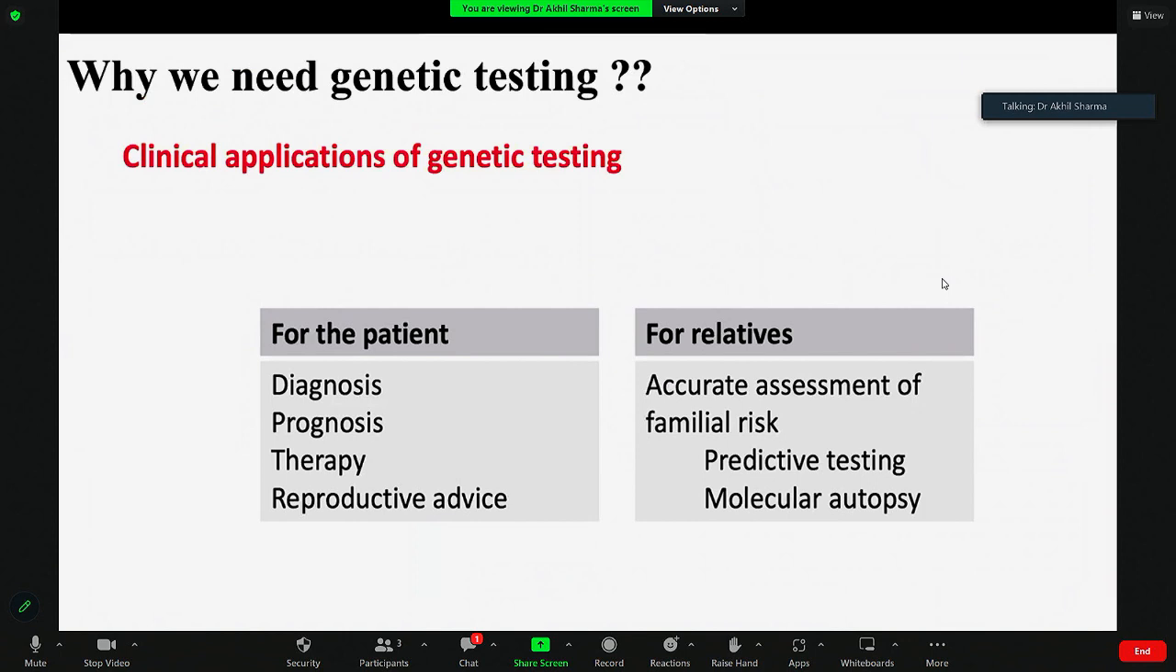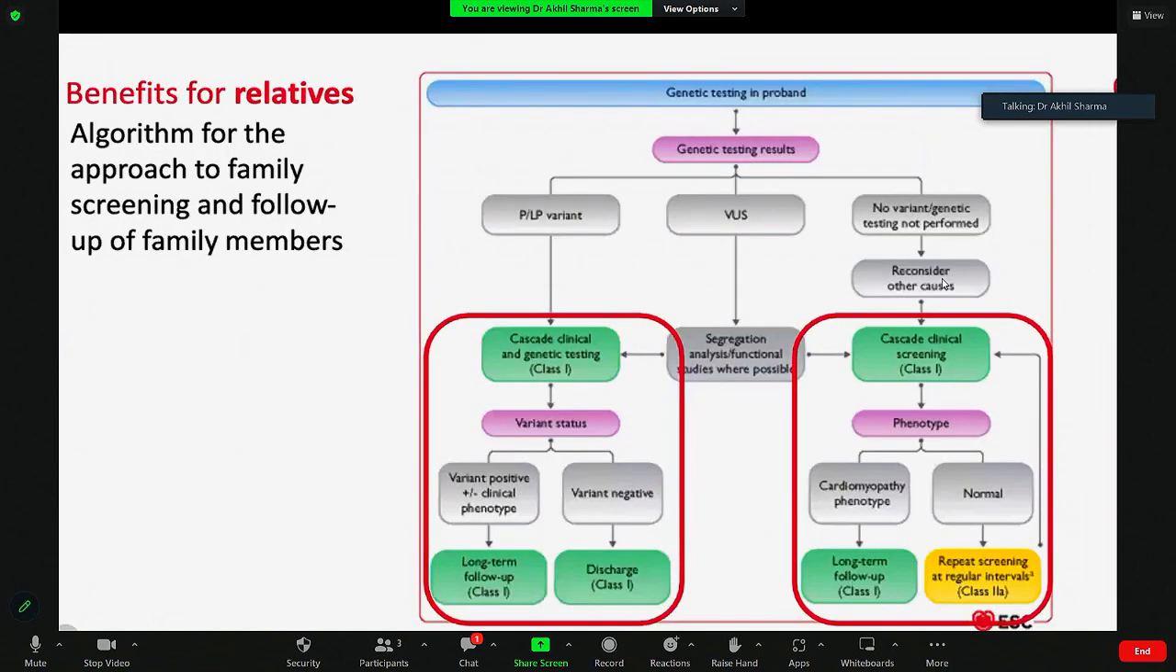Why do we need genetic testing? We need genetic testing for the patient, for their relatives, and sometimes for the disease, to identify the specific genetic abnormality to help surviving relatives. For the patient, it may help with diagnosis, prognosis, therapy, or reproductive advice. For relatives, it provides accurate assessment of family risk, predictive testing, or molecular autopsy.